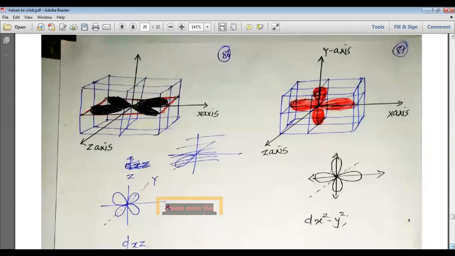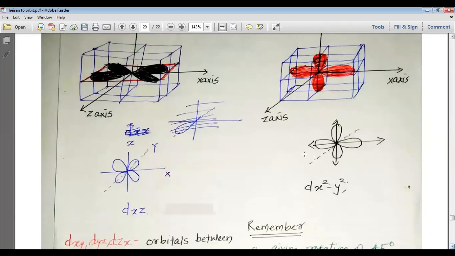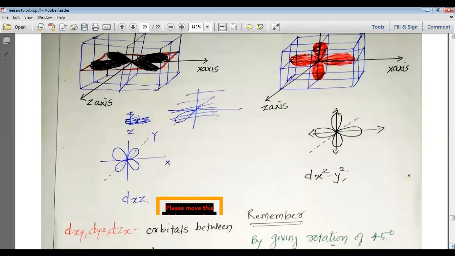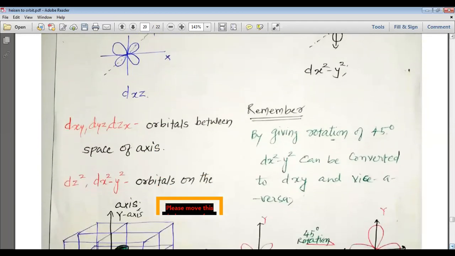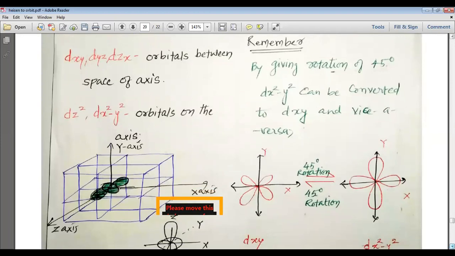Then you can see the next orbital, which is known as the dxz orbital. This dxz orbital is present in the xz plane, and with the black color I have expressed the dxz orbital. So you might have understood that the dxy, dyz and dzx orbitals are present between the axes, in the space between them.